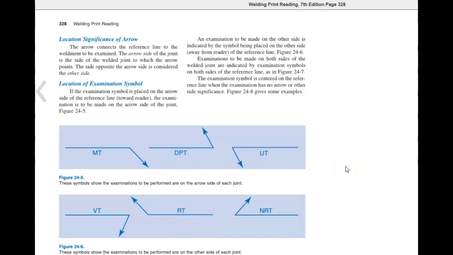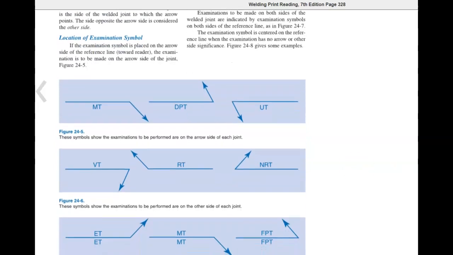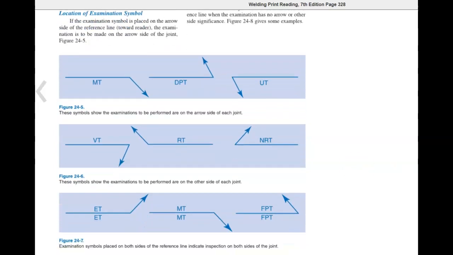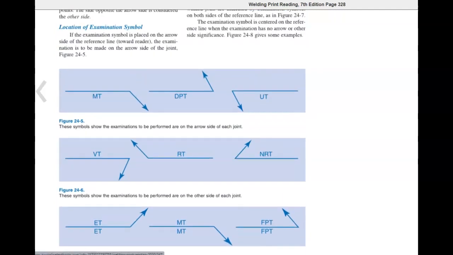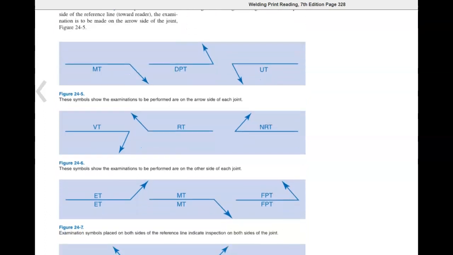Examinations to be made on both sides of the welded joint are indicated by examination symbols on both sides of the reference line. Figure 24-7. The examination symbol is centered on the reference line when the examination has no arrow or other side significance. Figure 24-8 gives some examples.